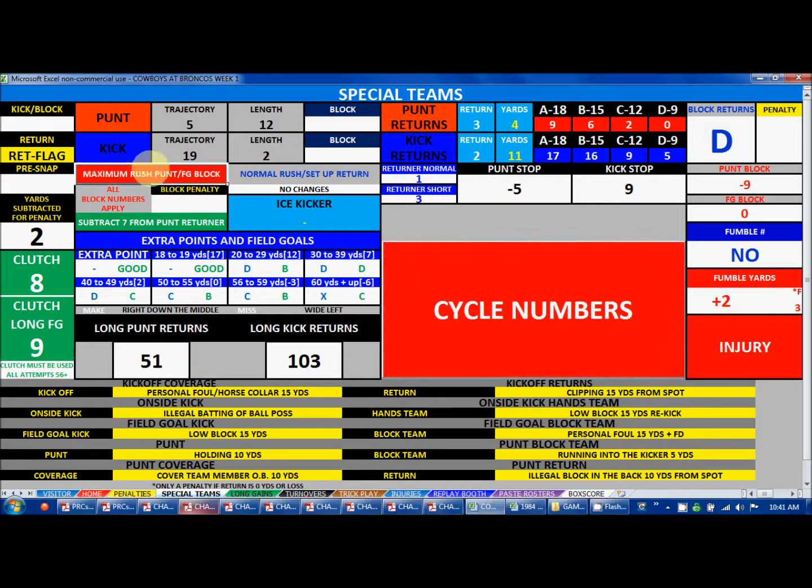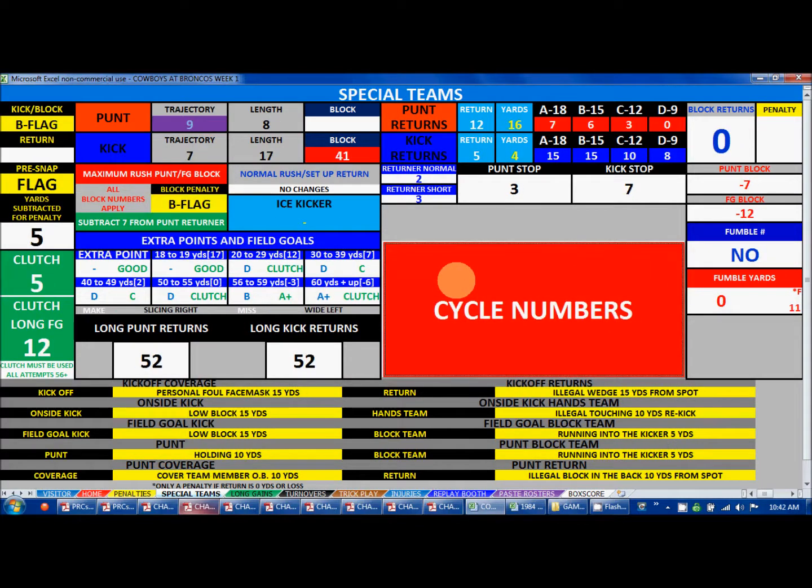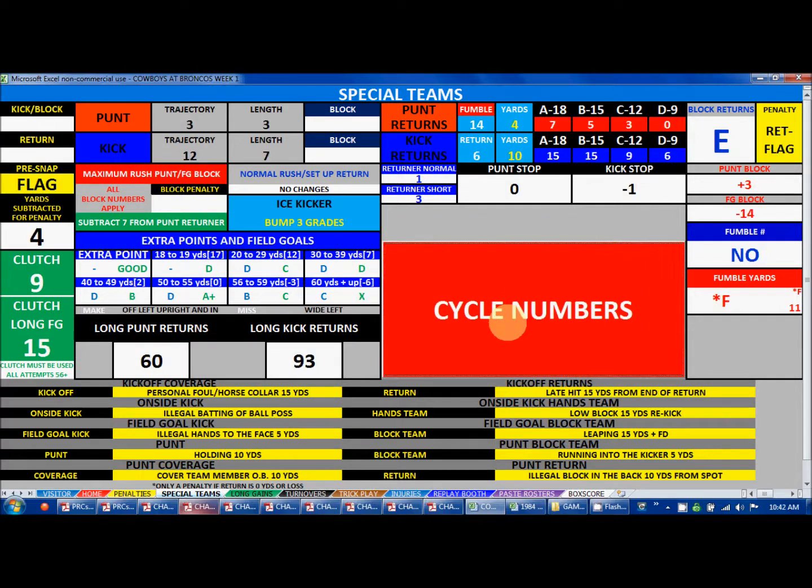This section here, the maximum rush, punt, and field goal block section, tells you if you're trying to block a punt, if all numbers are available, just like in the instructions, or if you happen to have the maximum rush on. If this pops up, then you've either roughed or ran into the kicker, unless a block happens because you took the ball. And then it tells you to subtract 7 from the punt returner grade for determining the result. This section, the ice the kicker section, that's kind of fun because if you call a timeout to ice the kicker in an end of game scenario or a clutch scenario, that tells you if there's any bump in his grade or change in his grade.